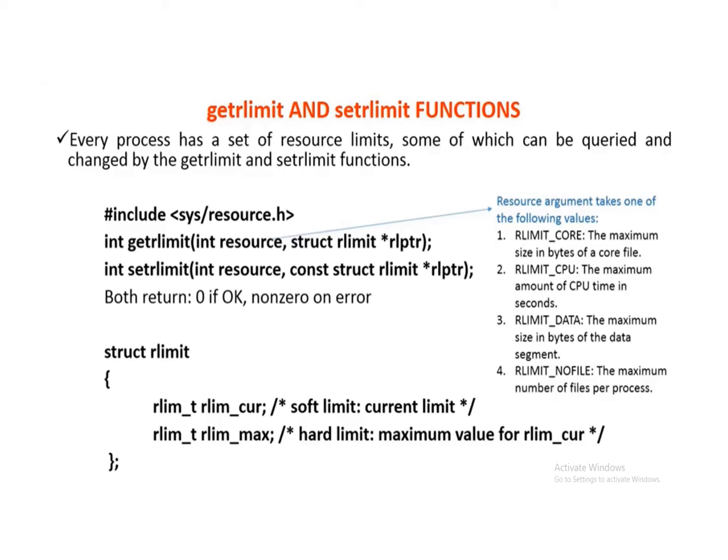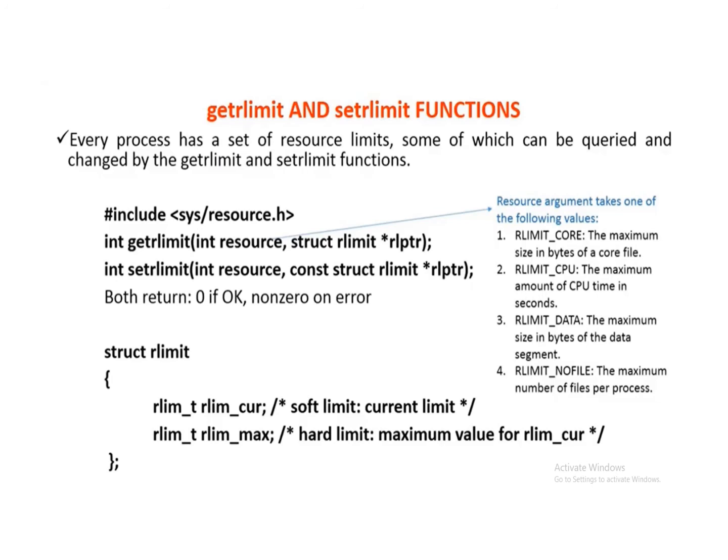Next are the getrlimit and setrlimit functions. Every process has a set of resource limits, some of which can be queried and changed by getrlimit and setrlimit, that is, get resource limit and set resource limit functions. You see the syntax here: getrlimit, int resource, struct rlimit, and the pointer to the rlimit is there. Then setrlimit, int resource, const struct rlimit, and the pointer to that rlimit is there.